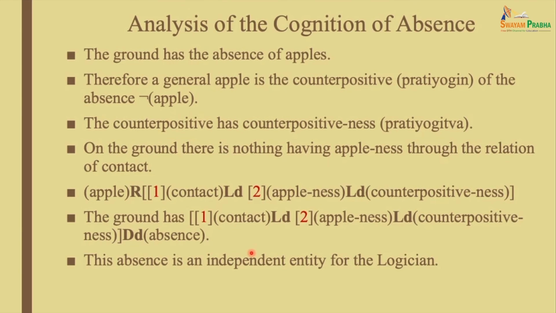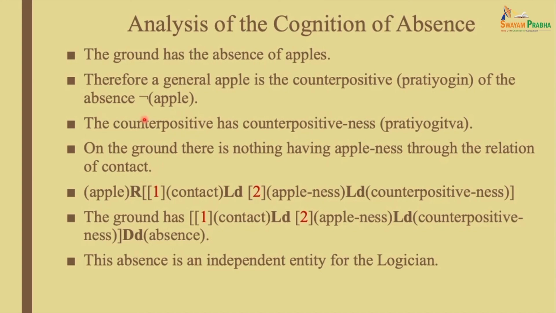A few theoretical things we need to understand here. What is it we are talking about? We are talking about the ground which has the absence of apples, right? Which means that a general apple is the counterpositive, pratiyogin, the absentee of the absence. General apple, it is not about a specific apple. It is just apple. There is no apple at all, right?